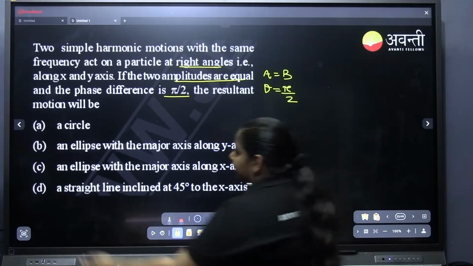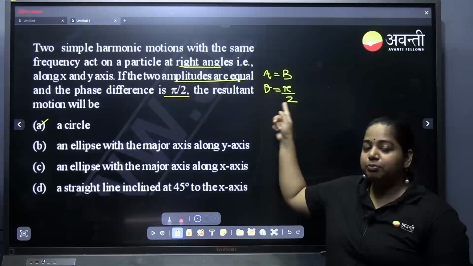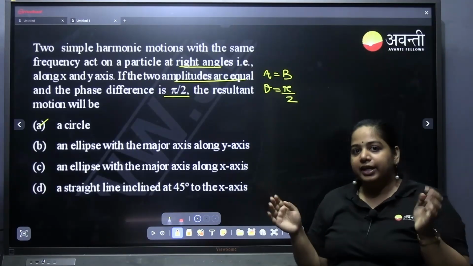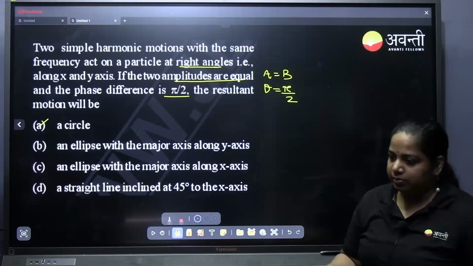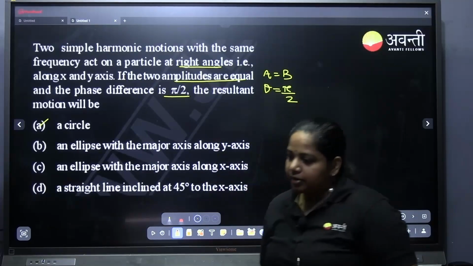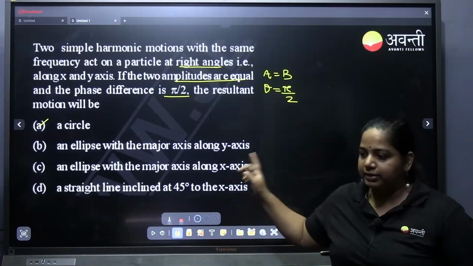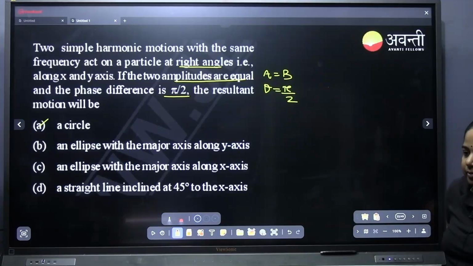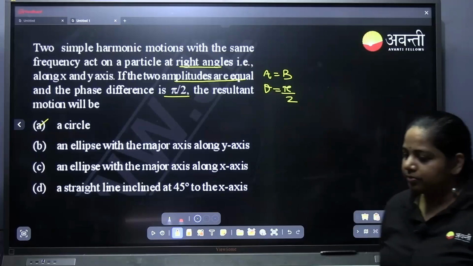Yes, somebody answered correctly, it will be a circle. I told you, if amplitudes are equal and theta is pi by 2, the resultant motion is a circle. If theta equal to 0, then it will be straight line motion. I hope those who answered C understood how it is A. Circle is the answer. Is it clear for all?